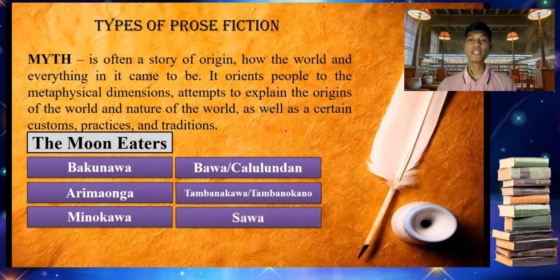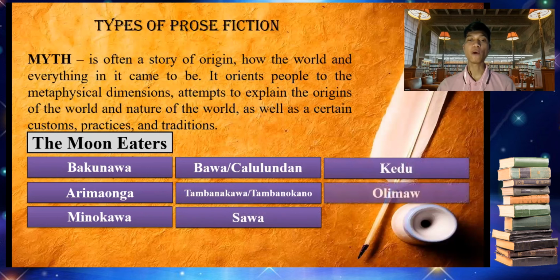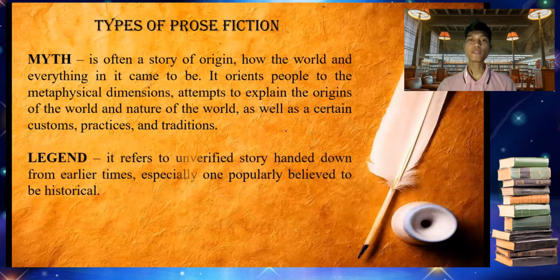For the Tagalogs, they called their moon eater Sawa. The Magindanaoans called theirs Kedu. Olimao, the origin of the word Halimaw, is the term used by the Ilocanos. And we have Laho for Kapampangans. Now let's move on to the legends.